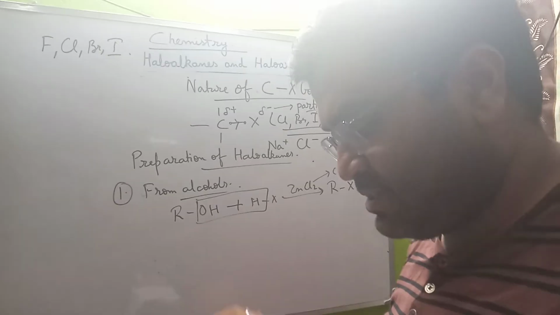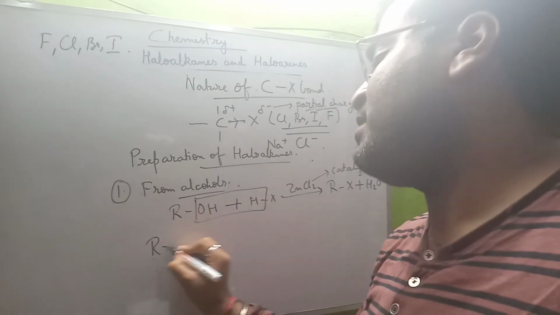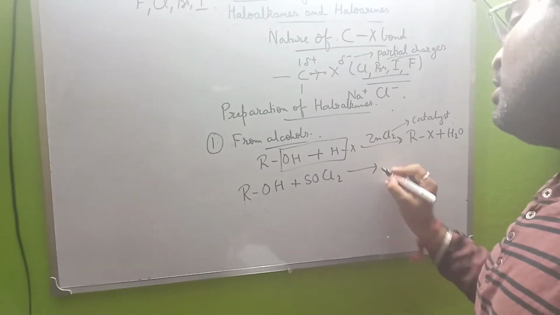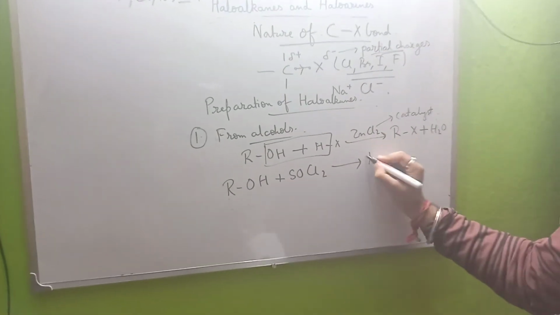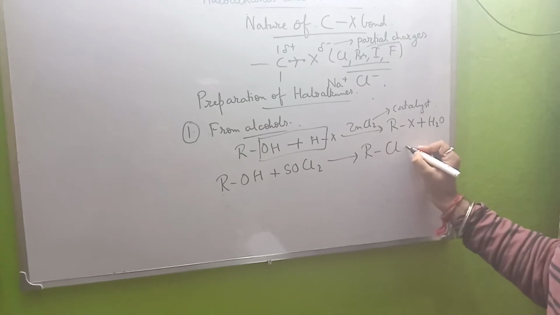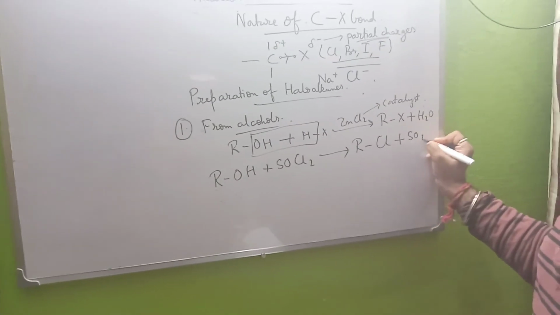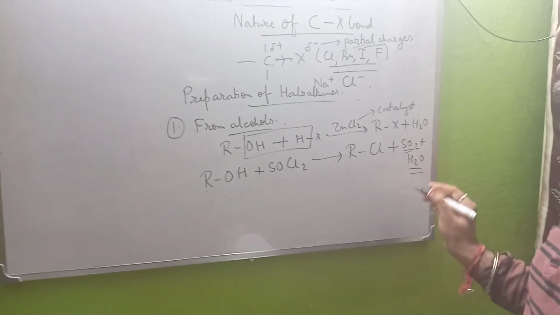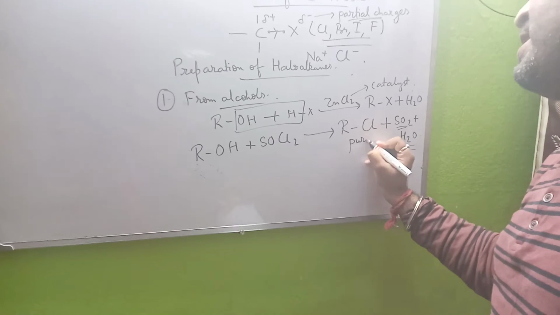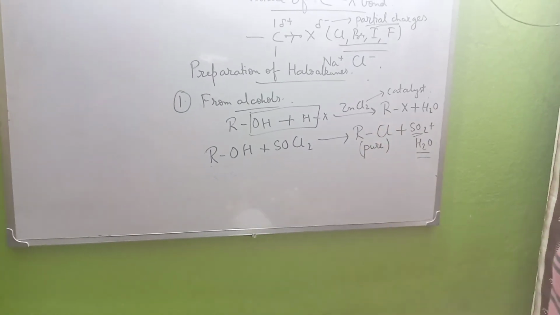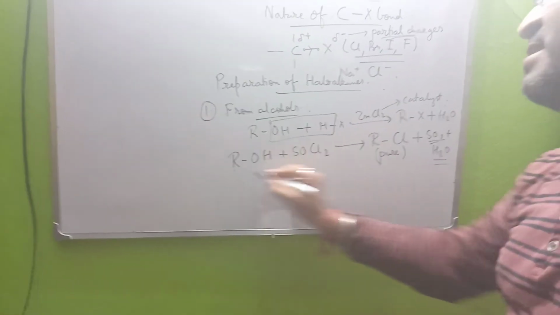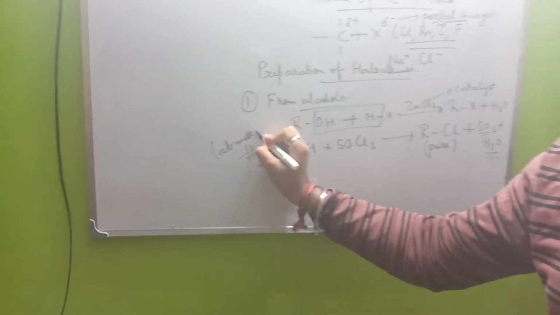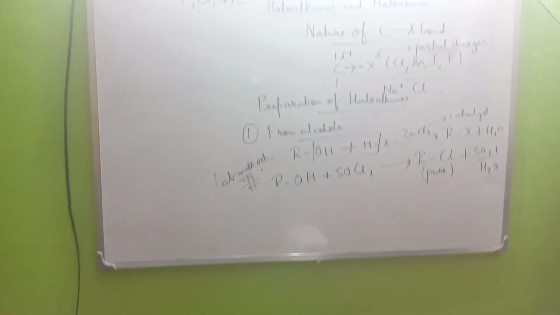The next one we can show by the help of thionyl chloride, SOCl2. Over here R and Cl combine and form haloalkane and SO2 and H2O. As SO2 and H2O are both in the form of vapor, we will get this haloalkane in pure form. And this is the best lab method. This is the best lab method.